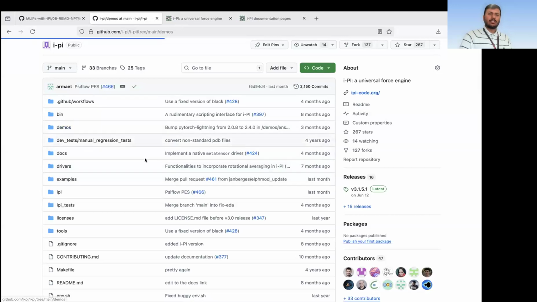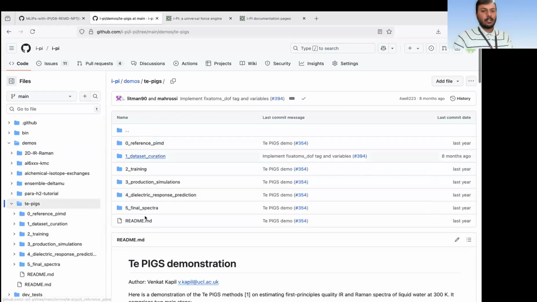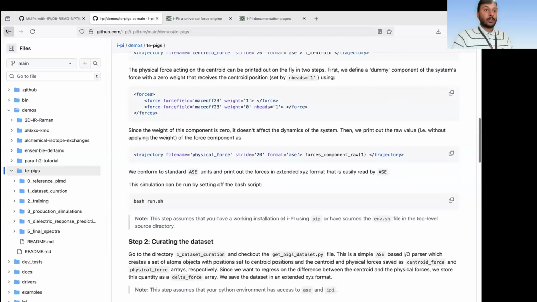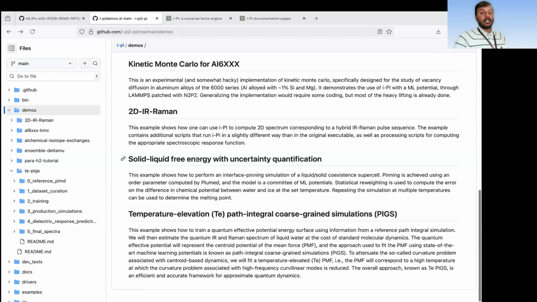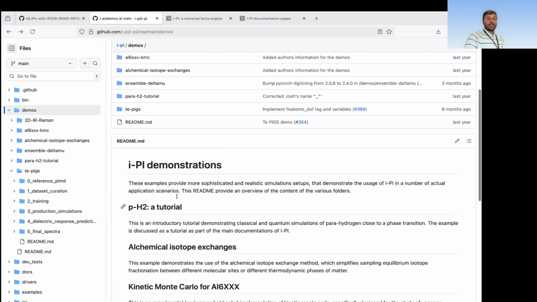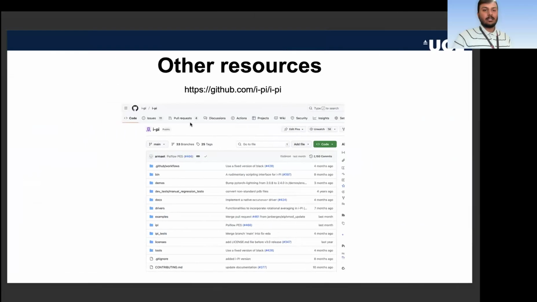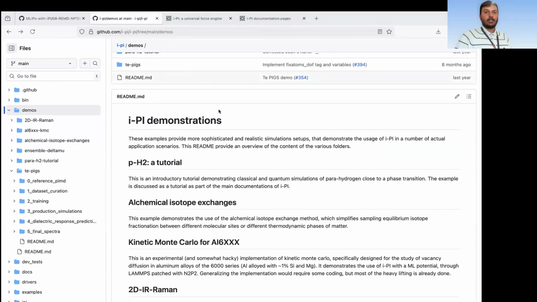There are also demonstrations, and demonstrations are meant to be much more of a walkthrough of the entire thing. For example, if you want to do spectroscopy, there are all of these steps that you can follow to be able to get the final spectra. There are a few different things like solid-liquid free energies with uncertainties, 2D IR, just standard MD, and phase transitions for para-hydrogen, a very simple case. There's also the website of i-PI, which is ipi-code.org.